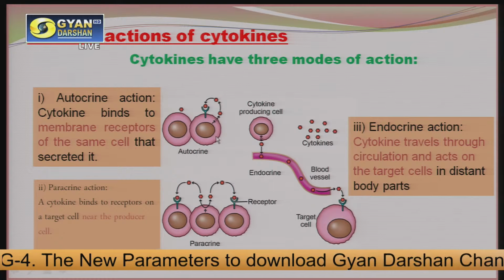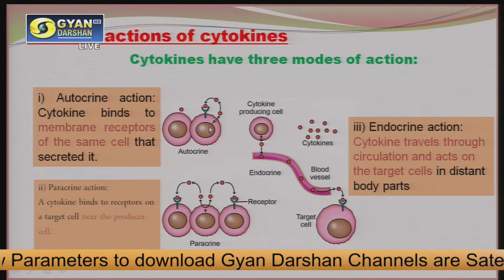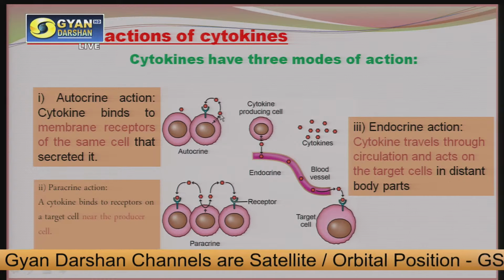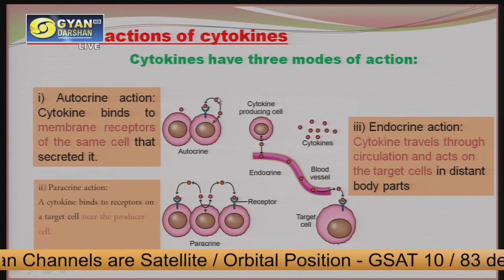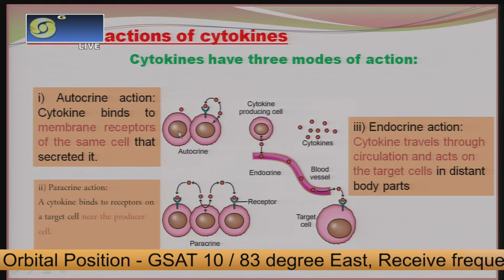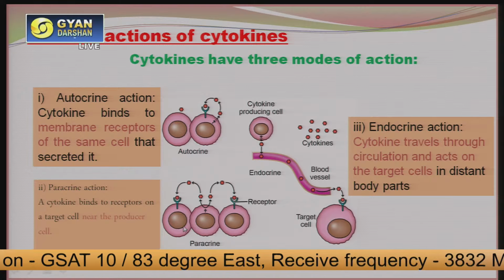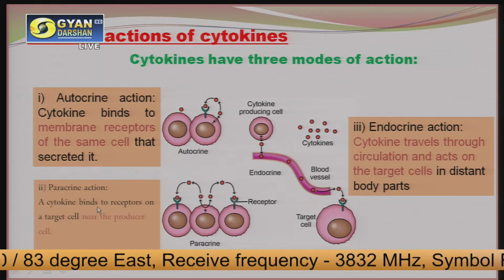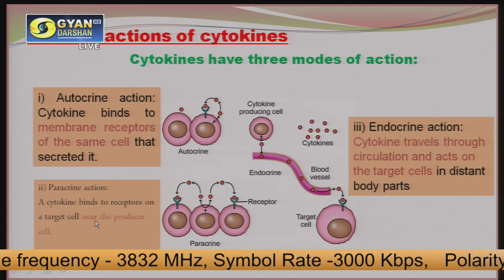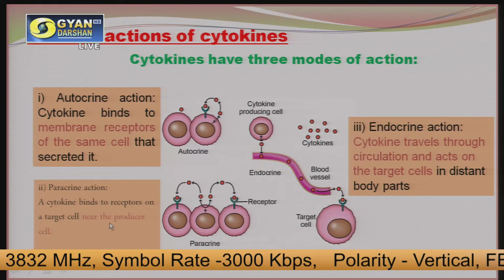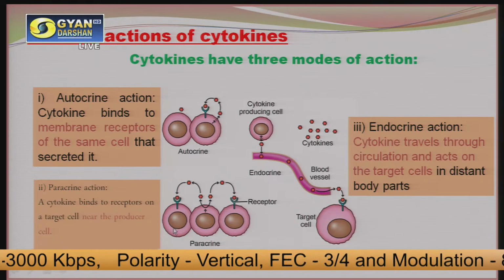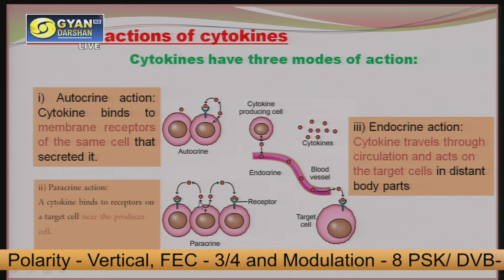You can see in this figure, these are the two cells. The cell can produce the cytokines, and it can bind its own receptors. That is known as autocrine. Here is the paracrine. In paracrine action, cytokines bind to the receptor of a target cell that is near to the producer cell. So these are the cells. You can understand here is the paracrine.